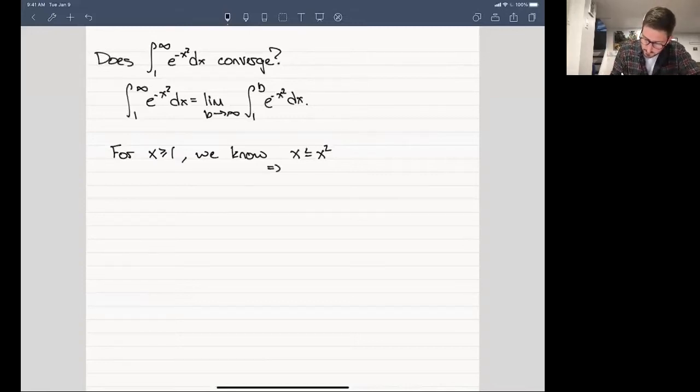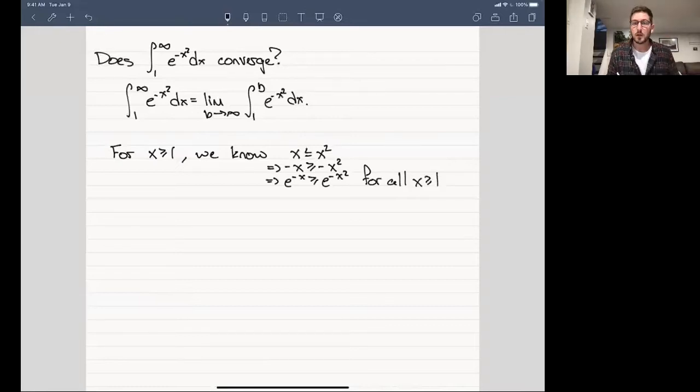Now, if I multiply these things by a negative, I reverse the inequality here. And the exponential function preserves orders. So I can raise both sides to e, and I get that e to the minus x is greater than or equal to e to the minus x squared for all x greater than or equal to 1. Okay, so that tells me that the area underneath the curve of e to the minus x squared has to be less than or equal to the area underneath the curve of e to the minus x, because e to the minus x is above it.